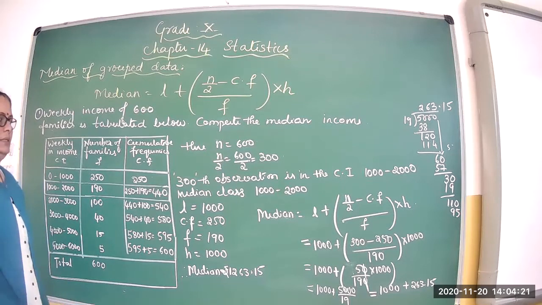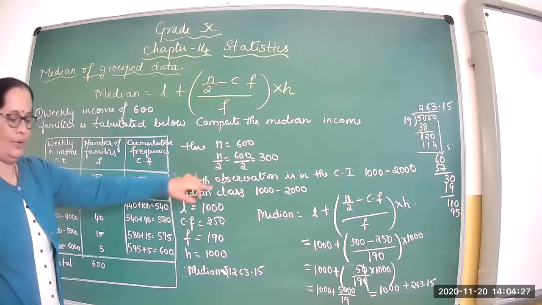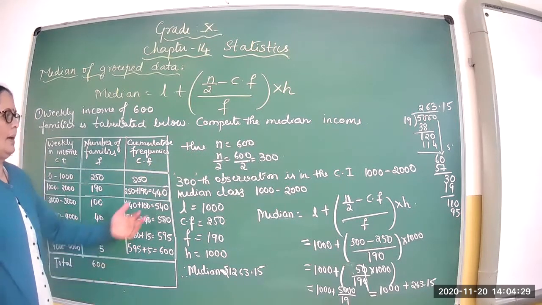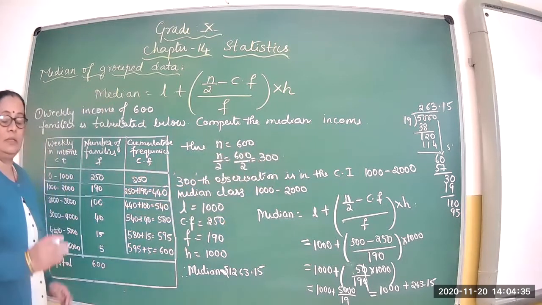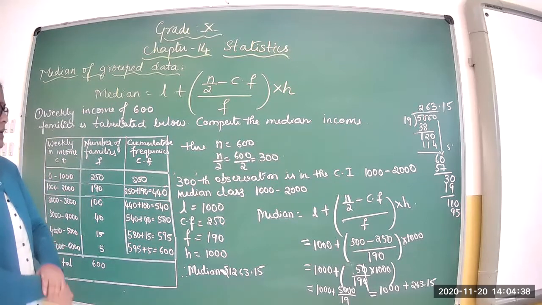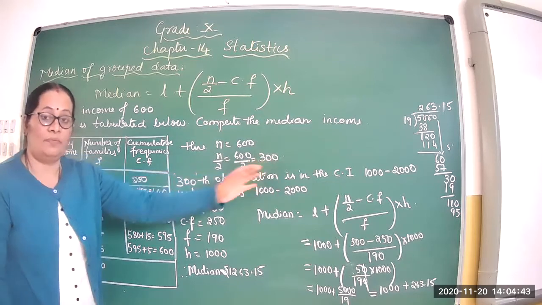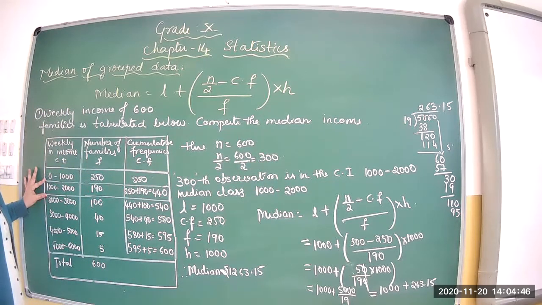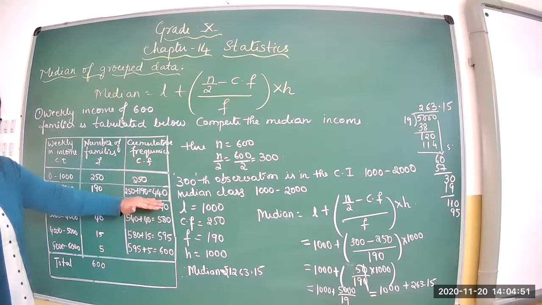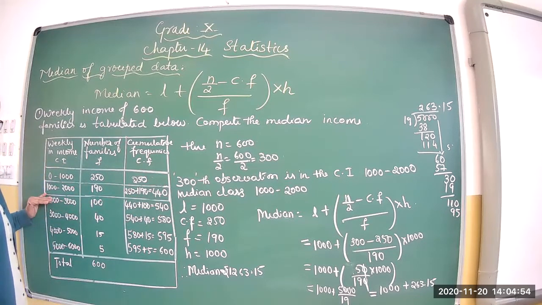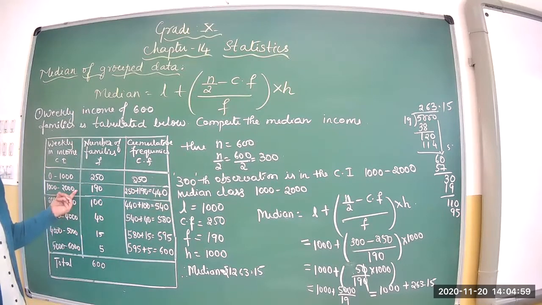So like this you have to find the cumulative frequencies for all the classes. Then in the next step you need to find n by 2, that is, total frequency by 2. Here it is 600 total, so n by 2 is 300. Then you need to find in which class this 300th observation is. Up to the previous class there are only 250 observations. So the 300th observation falls under the class interval 1000 to 2000. Therefore, the median class is 1000 to 2000.